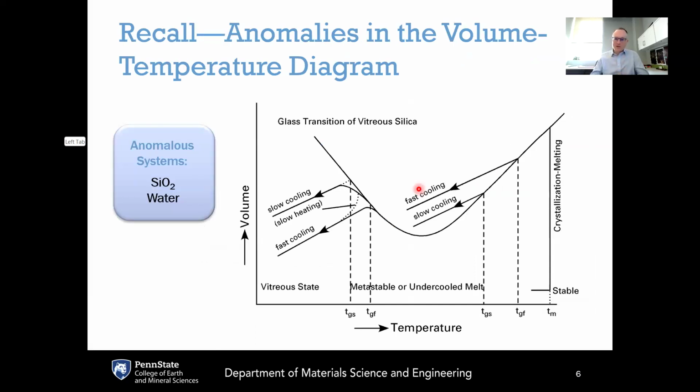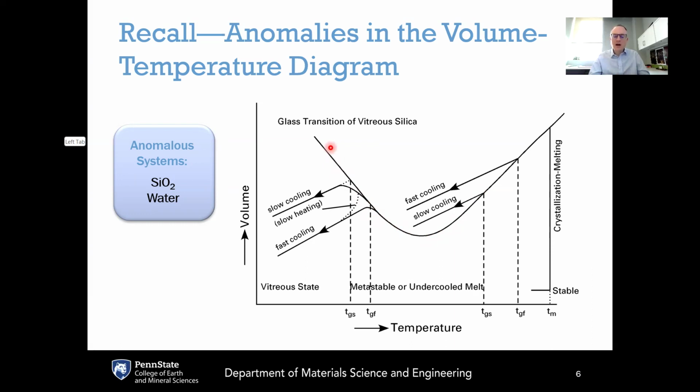Also recall from chapter 2 that there are a few systems that have anomalous volume temperature diagrams. Two of those anomalous systems are two of the most common substances on Earth, silica and water. Both silica and water, if you look at the liquid and or supercooled liquid volume versus temperature diagram, go through a minimum at some temperature, meaning they go through a maximum in density before turning around and then basically evolving in the opposite direction at lower temperatures.